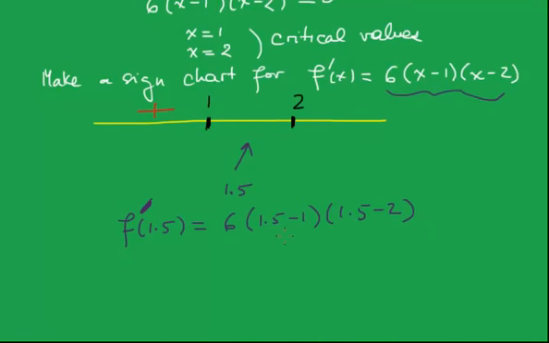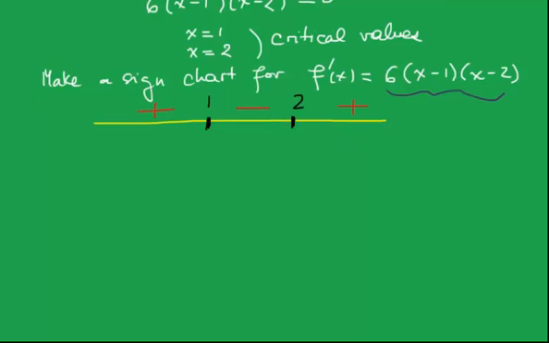1.5 minus 1 is positive. 1.5 minus 2 is negative. Positive times negative is negative. Times 6 would be negative. So that means the sign here is negative. If you continue here and pick a test point, let's say 6, you will get positive. But I really want you to go ahead and verify that by yourself. So we have the sign chart. Remember, never plot your test point on the real number line. The real number line will just have the critical values.